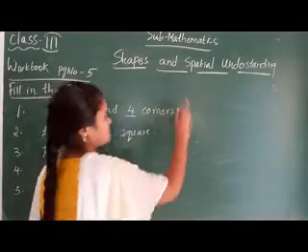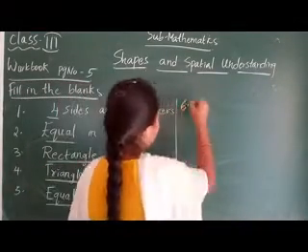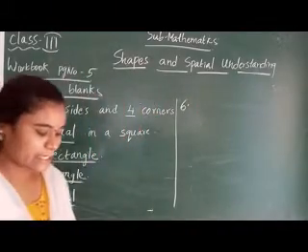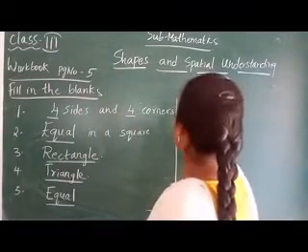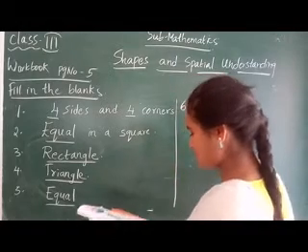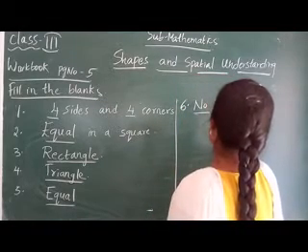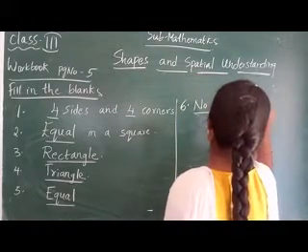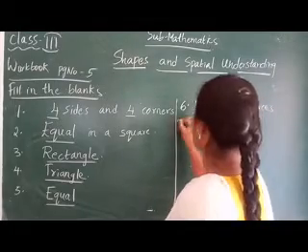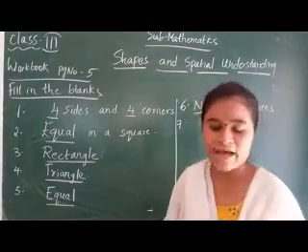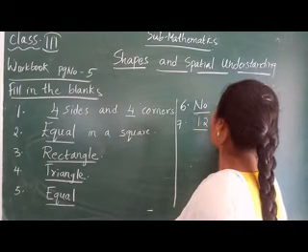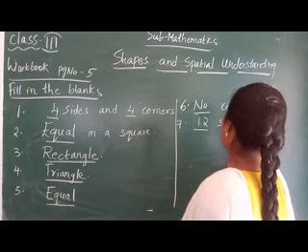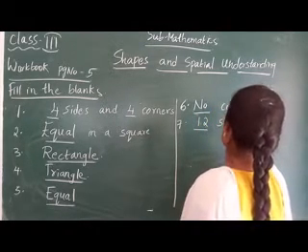Next, sixth one. A cuboid has no curved surface. No curved faces. A cube has dash straight edges. Total 12 straight edges.